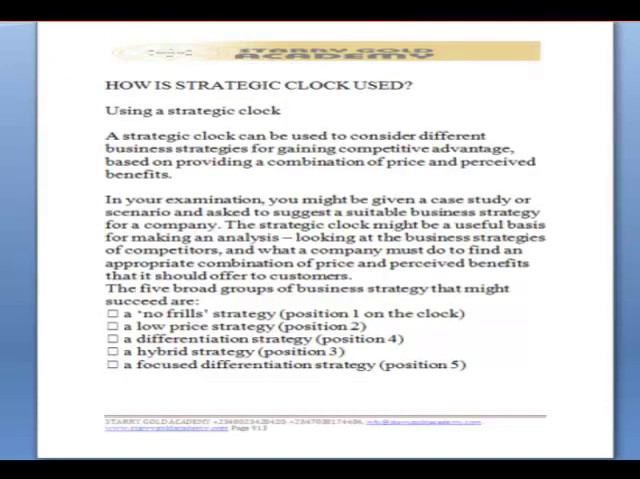So how to use a strategic clock? How do we use a strategic clock? And the question says, how is strategic clock used?